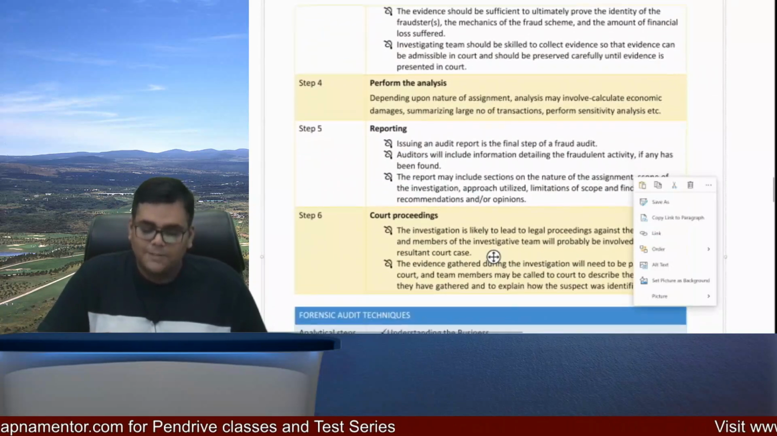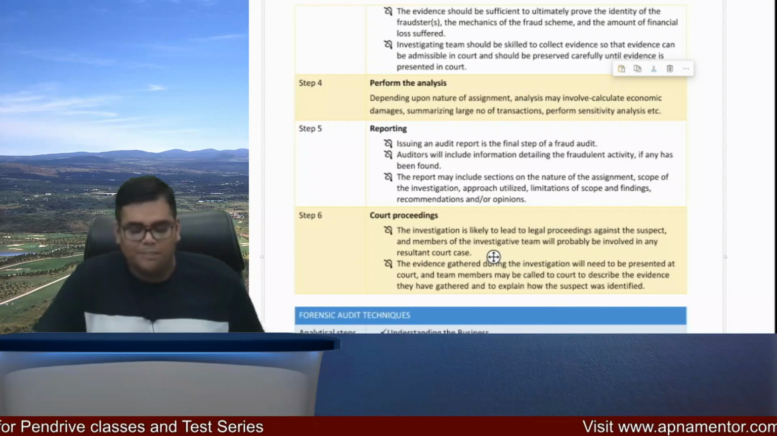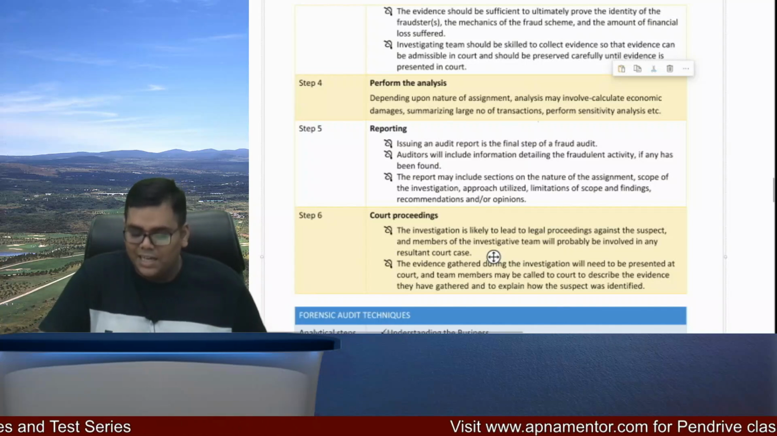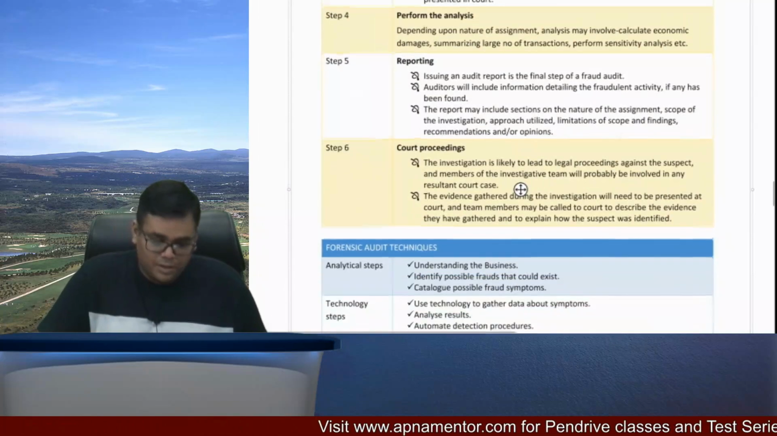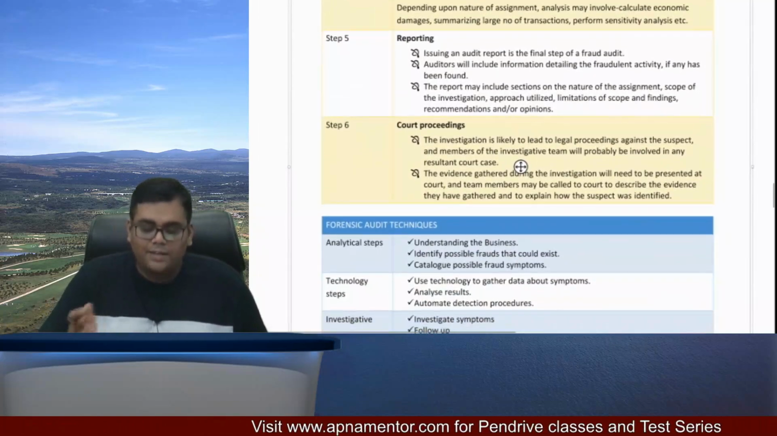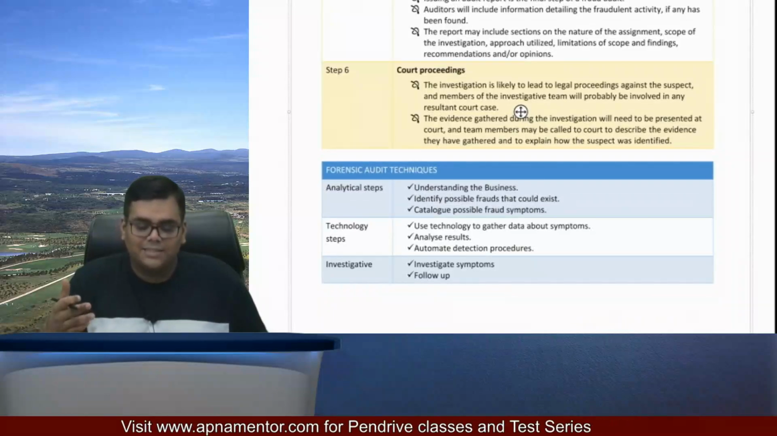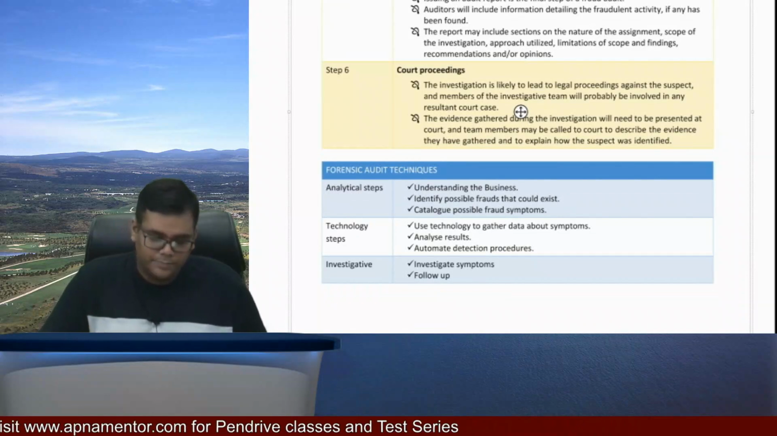Performing the analysis, right? So different kinds of analysis are there. For example, calculating economic damages, summarizing a large number of transactions, performing sensitivity analysis. Step 5 is reporting, and the reporting is not the last step. Court proceedings, assistance in the court proceedings. So that is the last step in case of forensic audit.